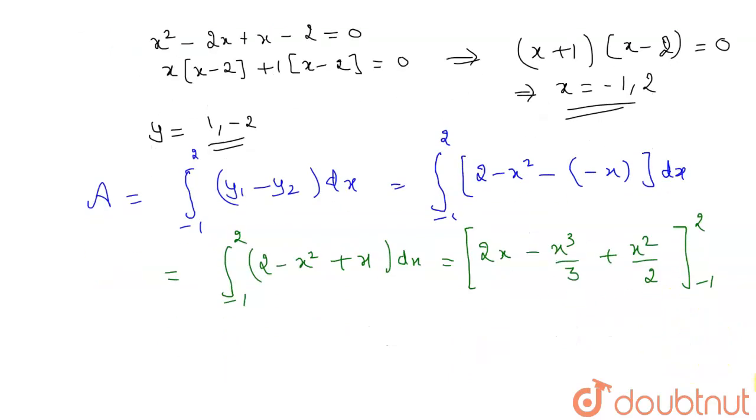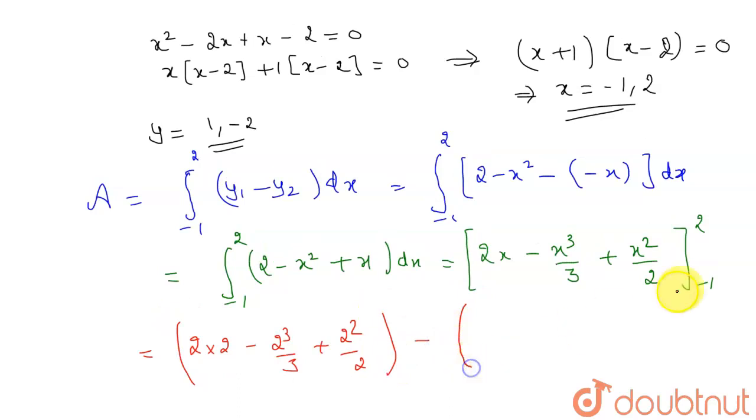Now let me substitute these values. First I will substitute 2 here. Let me write it completely so you don't get confused: 2 into 2, minus 2 cube by 3, plus 2 square divided by 2. Minus, now I have to substitute minus 1 here, so this is giving me 2 into minus 1, minus minus 1 cube divided by 3, plus minus 1 square divided by 2. Now let me calculate this.